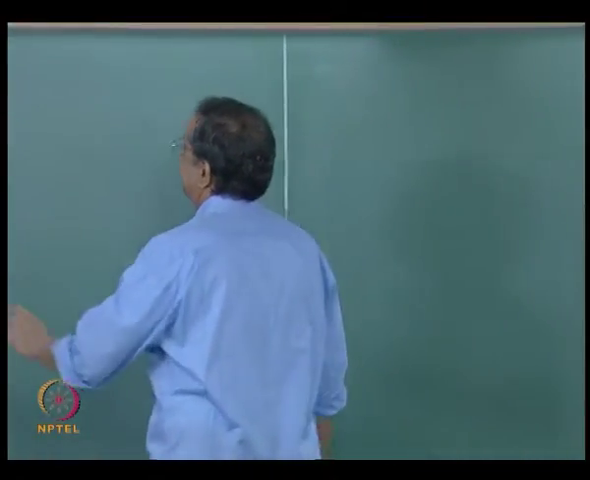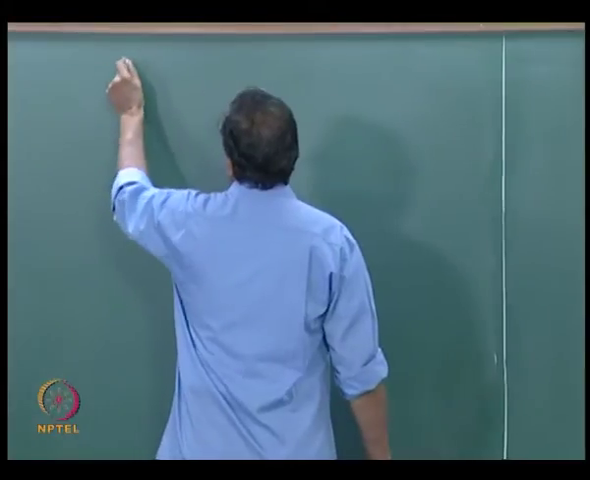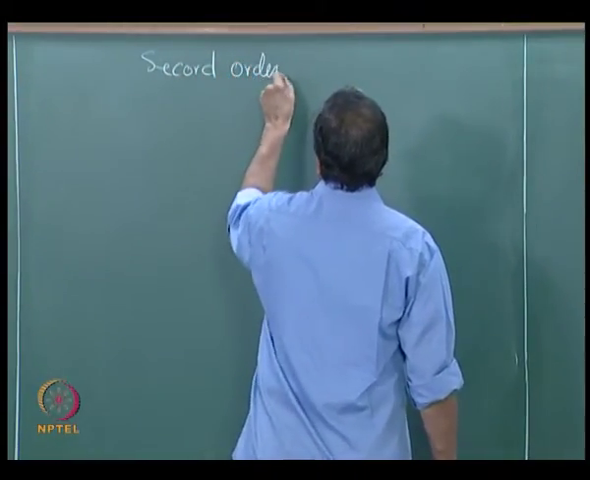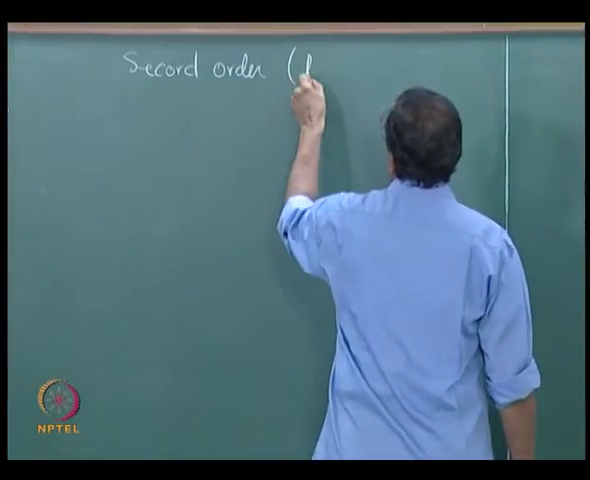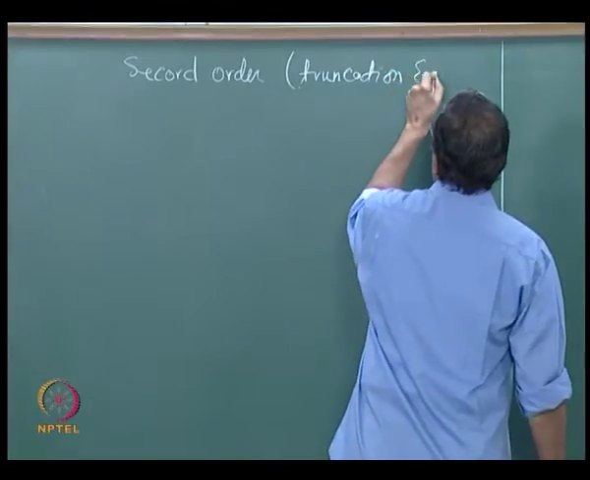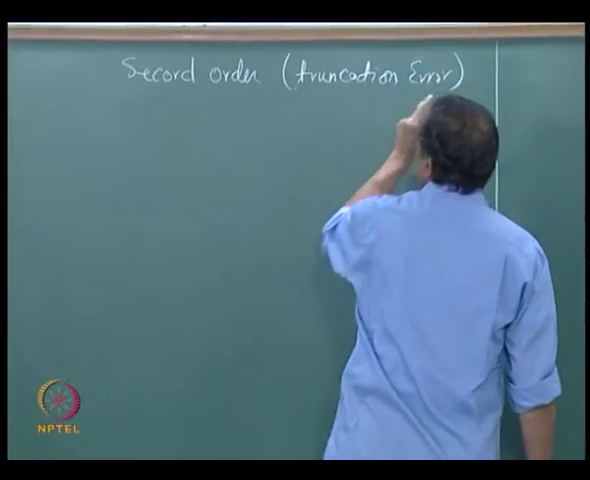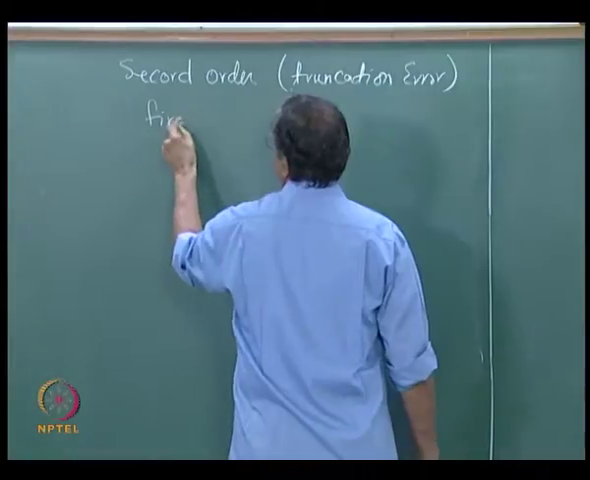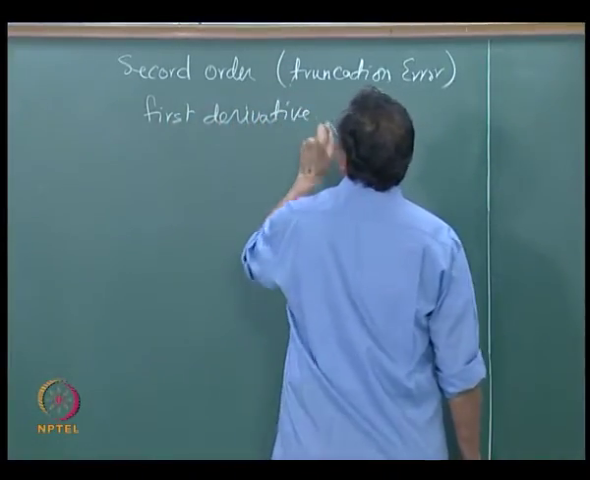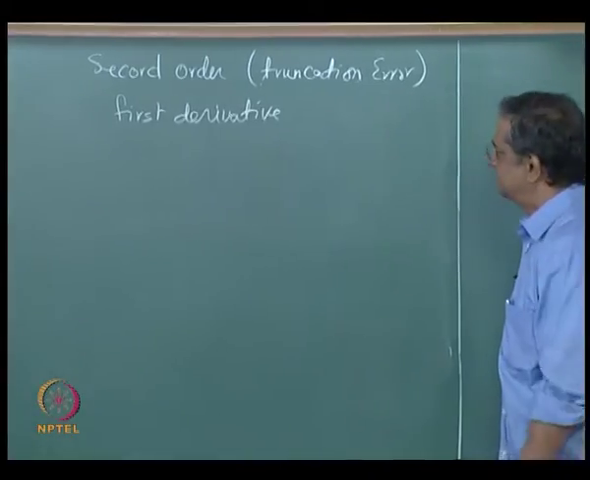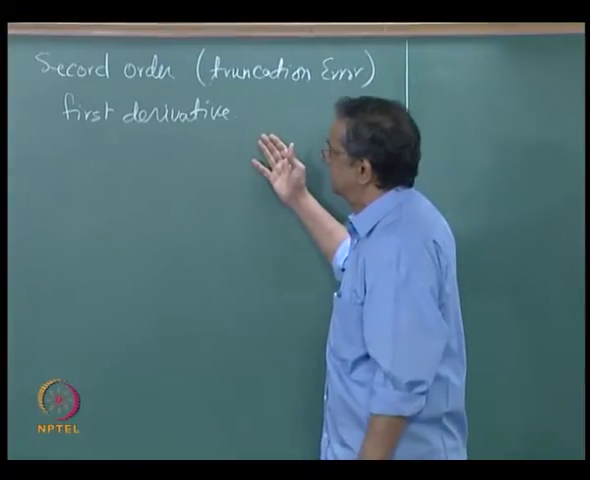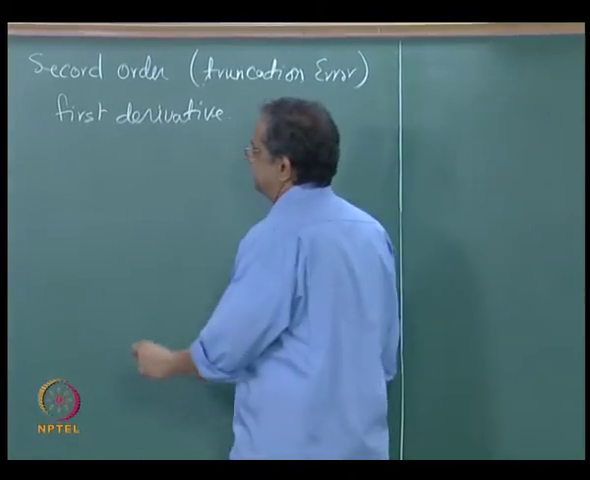Right, so if we want second order, meaning truncation error is second order, for the first derivative, this is what we want. In the last class, as I said, I have already done a higher order. Let us look for a second order.